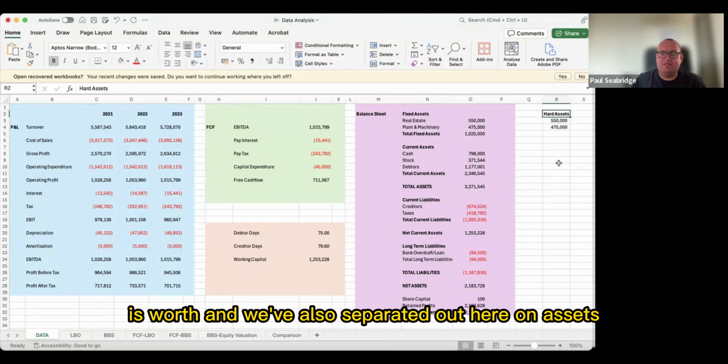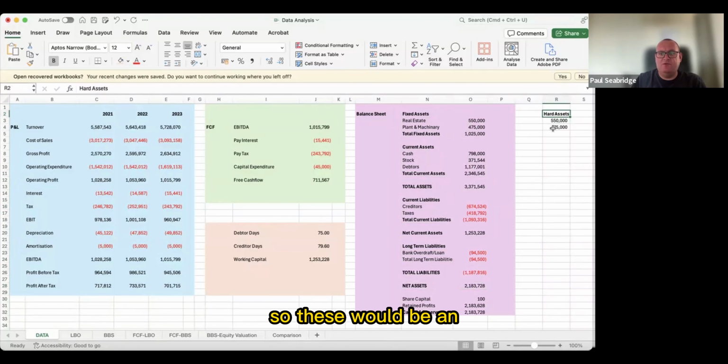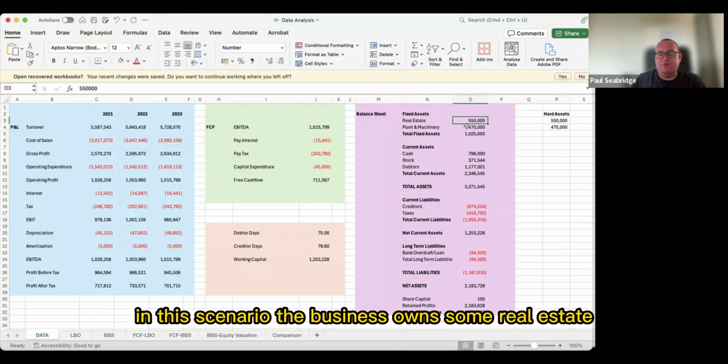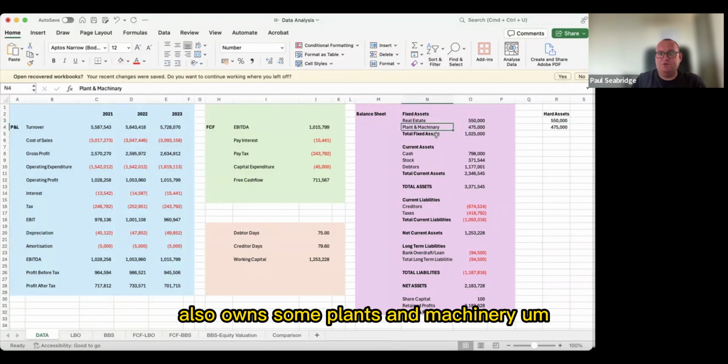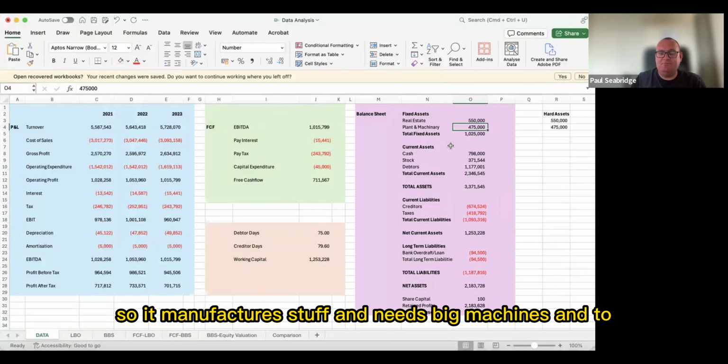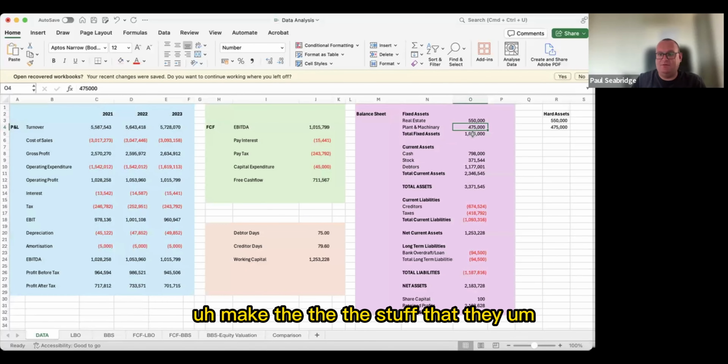We've also separated out here hard assets. These would be assets that aren't really used in the working capital of the business. So for example, in this scenario, the business owns some real estate, maybe it's the premises that they trade from, and it also owns some plant and machinery because this is a manufacturing business, so it manufactures stuff and needs big machines to make the stuff that they sell.